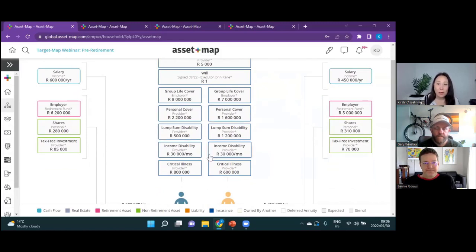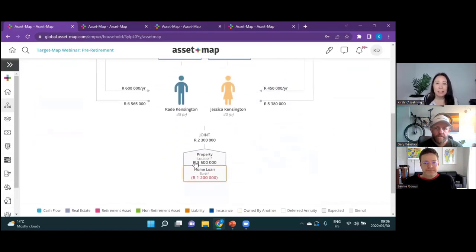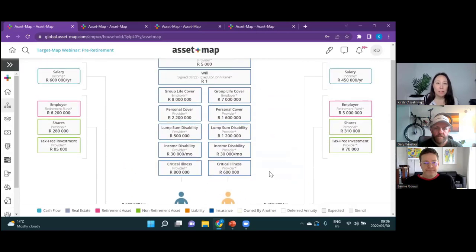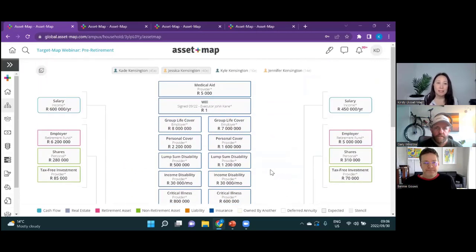And over time, they've accrued a lot of different financials. We've got retirement and discretionary investments. They've got risk benefits, property, loans. And what I want to talk through first is I just want to highlight some of the quality inputs that we can put in, or things to check when capturing an asset map, to make a more seamless conversation in target maps, and also to prevent having to jump back between asset map and target maps.